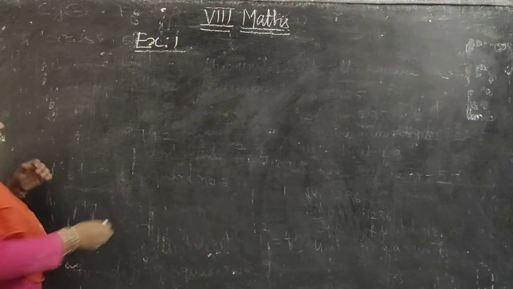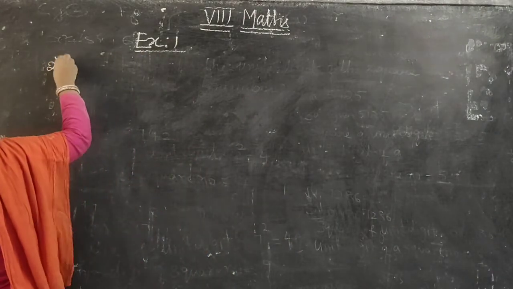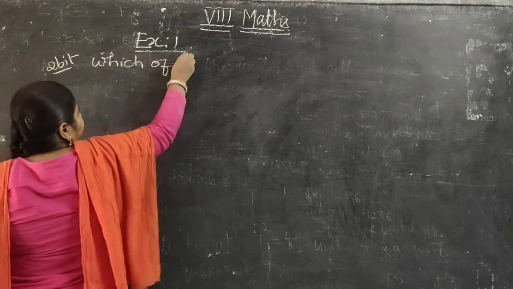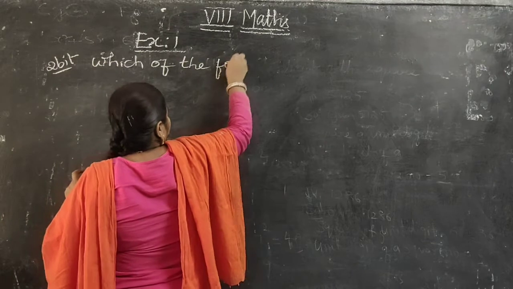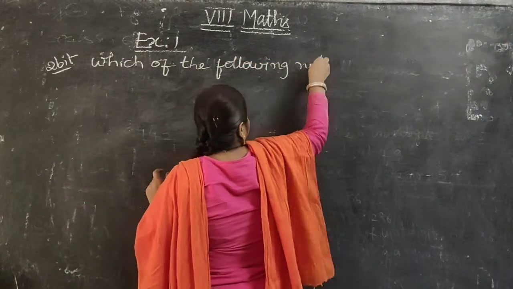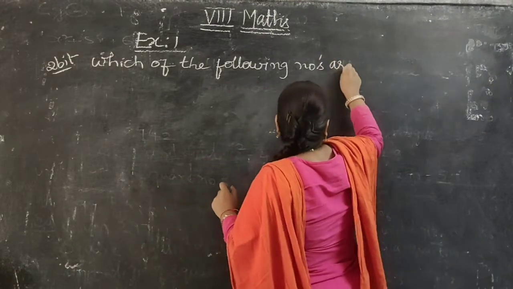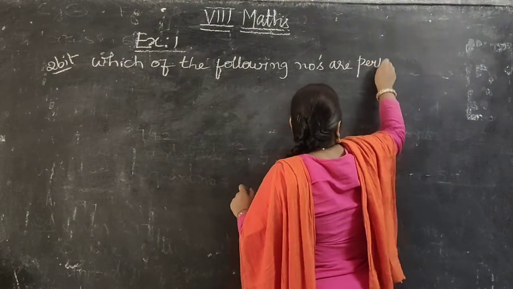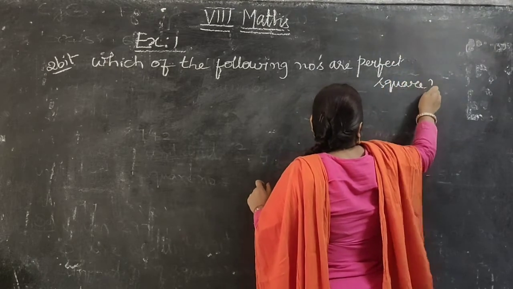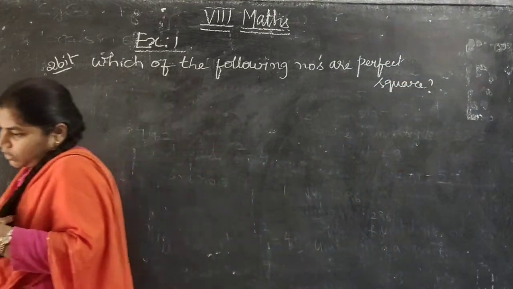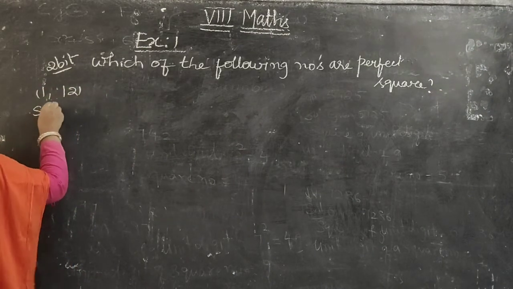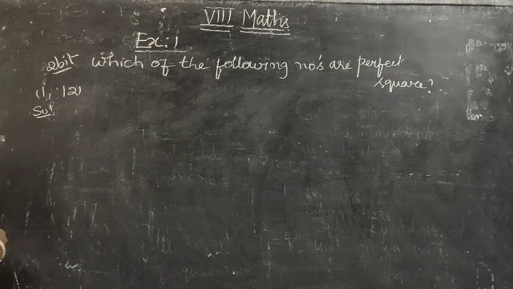So which of the following numbers are perfect squares? We have to find. So first one is 121. We have to see whether this 121 is a perfect square or not.